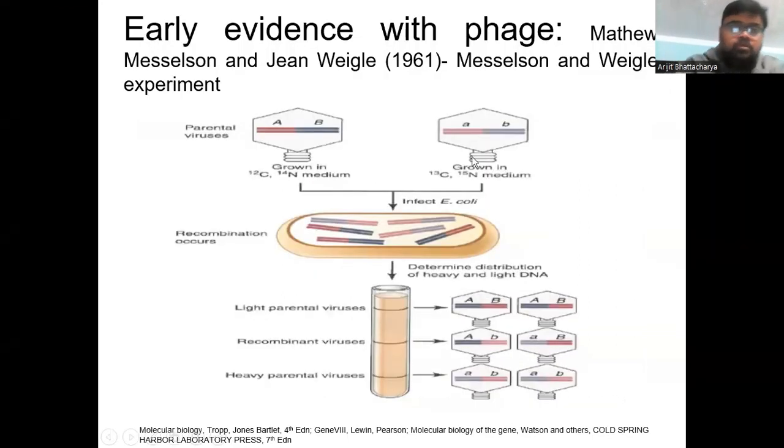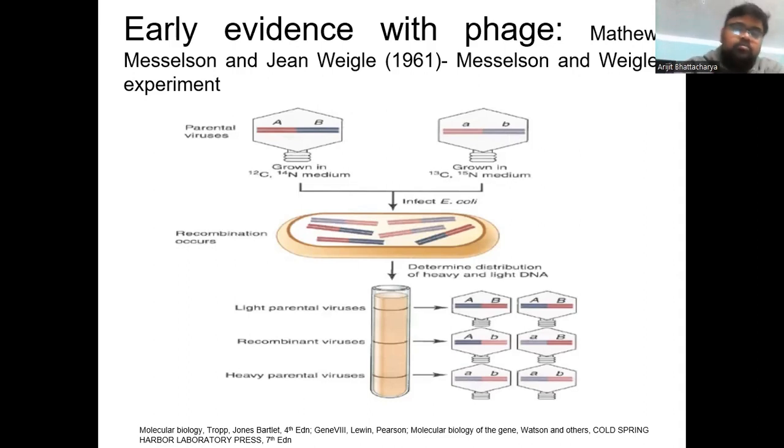So the evidence that recombination experiments can be conducted with bacteriophage came with several observations. One of the major observations came from Matthew Meselson and Jean Weigle. What they did was take two different phage, one phage with two specific markers, presumably two specific genes of one kind of allele, and another phage with two specific genes with another version of the allele.